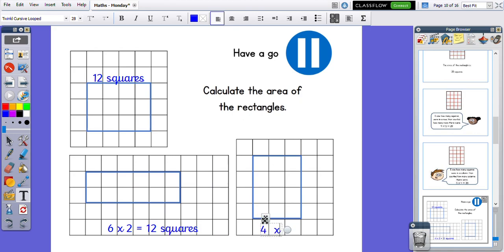Then I need to see how many columns I've got. So I've got 1, 2, 3. So I'm going to multiply by 3, which will give me 12 squares. Okay, easy as that.